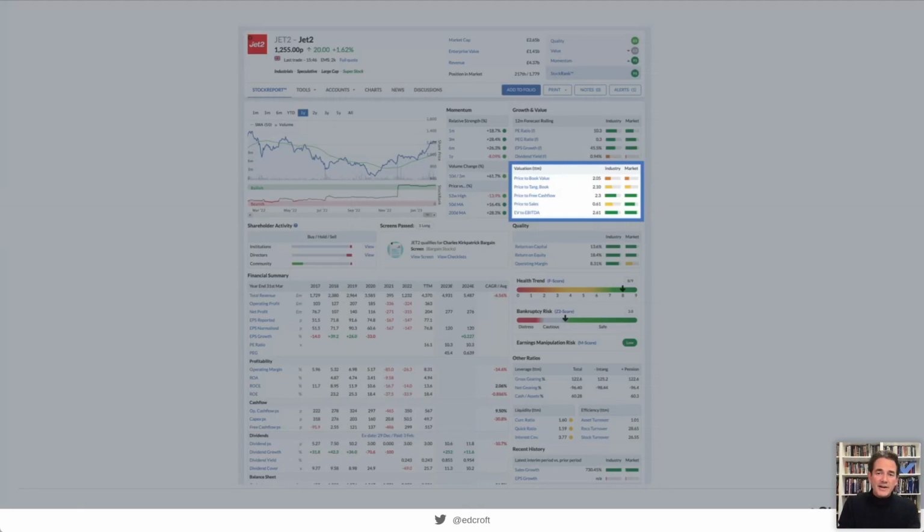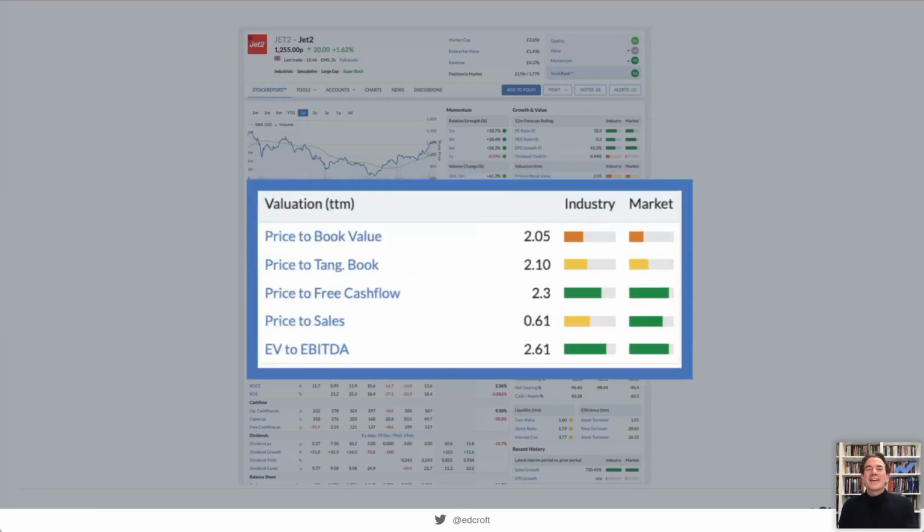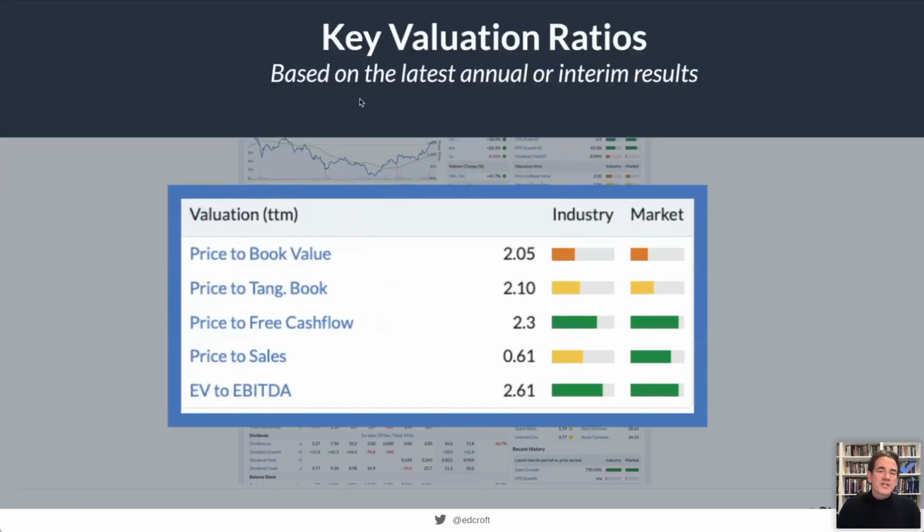Now, many value investors don't like using forecast data. In fact, many of you on this call might be going, oh, I hate brokers' forecasts. Okay. So we do have key valuation ratios, again with traffic lights, all based on what's called TTM data, trailing 12-month data, which I'm going to explain a little bit later. We look at the price to book value, price to free cash flow, price to sales, and EV to EBITDA, because more private equity people like that kind of thing.